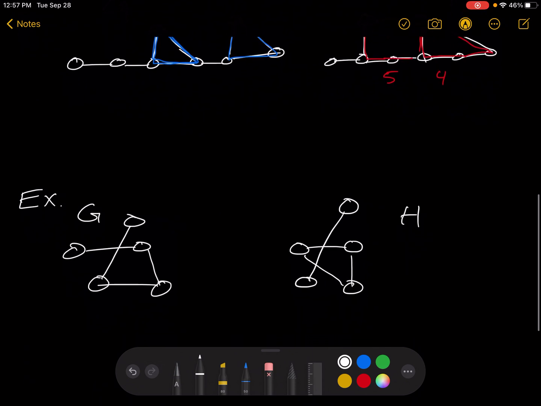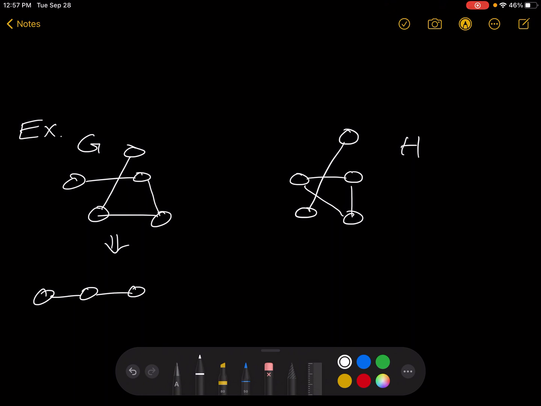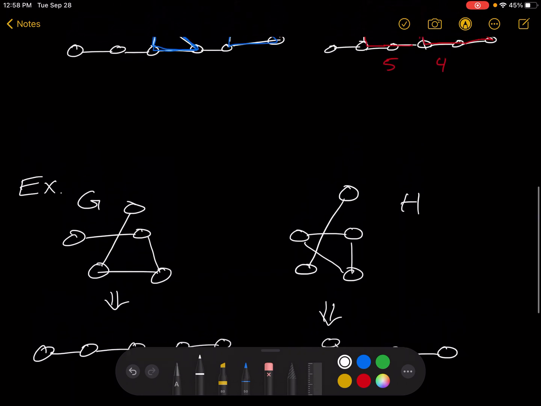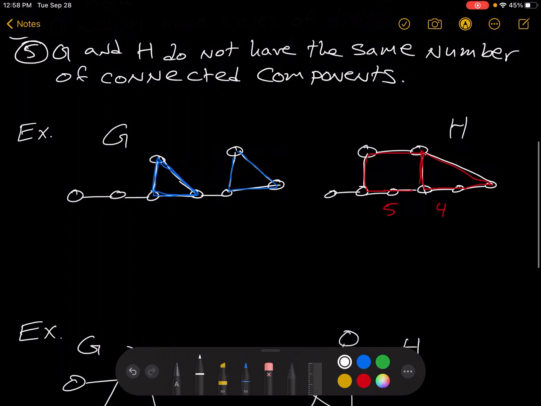Moving down here. Now this may be hard to tell at first sight, but we can unwind G and make it look like this. And we can unwind H to make it look like this. And now notice that G has only 1 connected component and H has 2. So there immediately we know from condition 5 up here, if they don't have the same number of connected components, then they're not isomorphic.